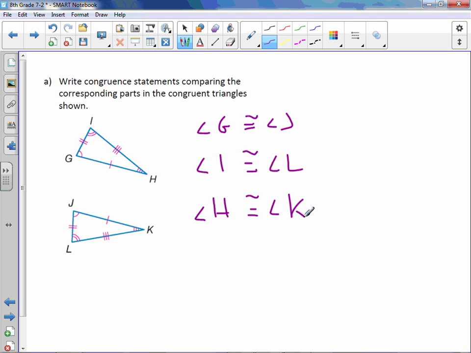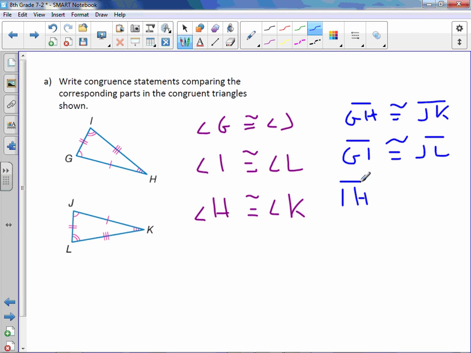Now let's take a look at our sides. GH has one dash, so does JK. So I can say that line segment GH is congruent to line segment JK. GI has two dashes, and so does JL. And IH has three dashes, and so does LK. So those line segments are congruent.